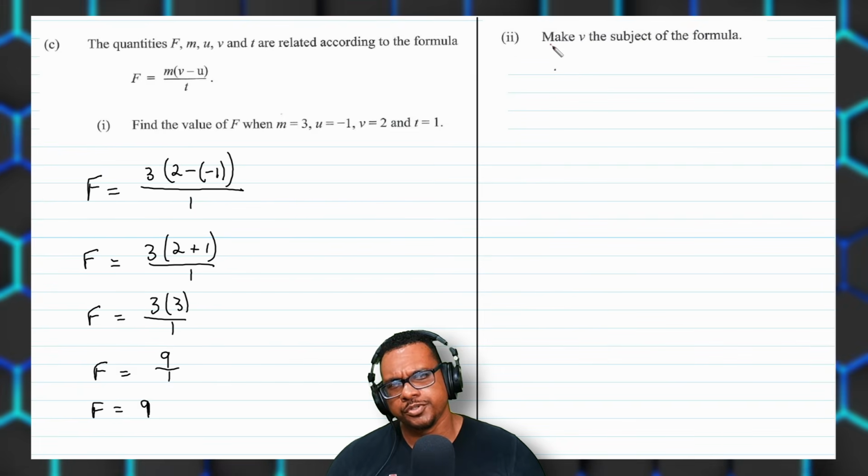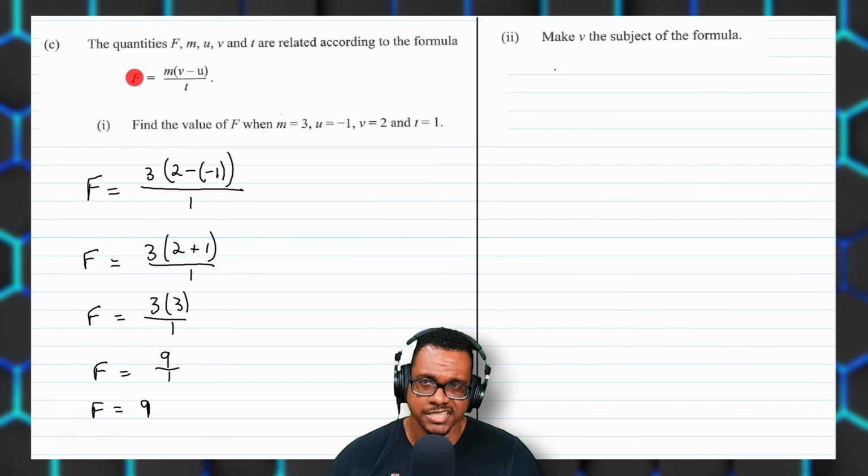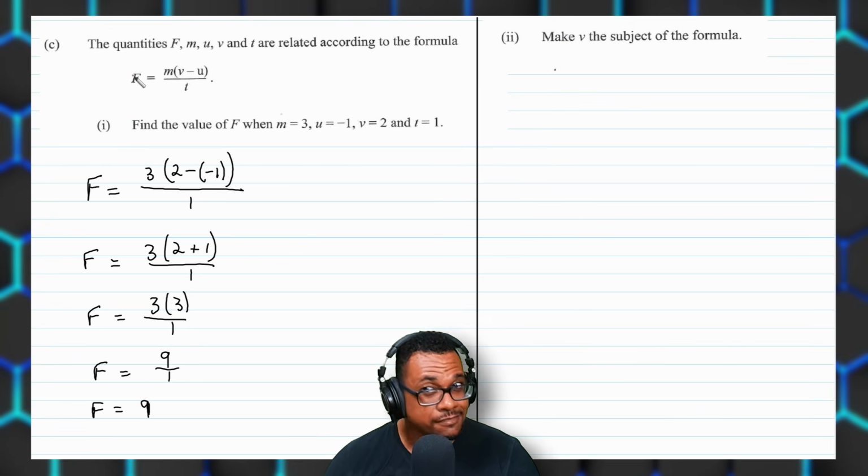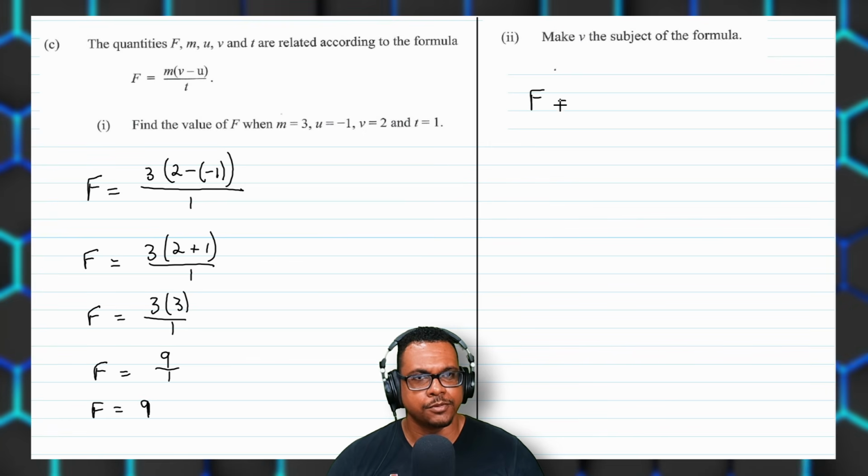So now for part 2, they want us to make V the subject of the formula. Right now, F is the subject of the formula because F is by itself on one side of the equal sign. So the equal sign has two sides, right? This is the left-hand side and this is the right-hand side. It doesn't matter which side something is on. Once it's by itself, it's the subject of the formula. So I'm going to write over the formula. F is equal to M, open brackets, V take away U, over T.